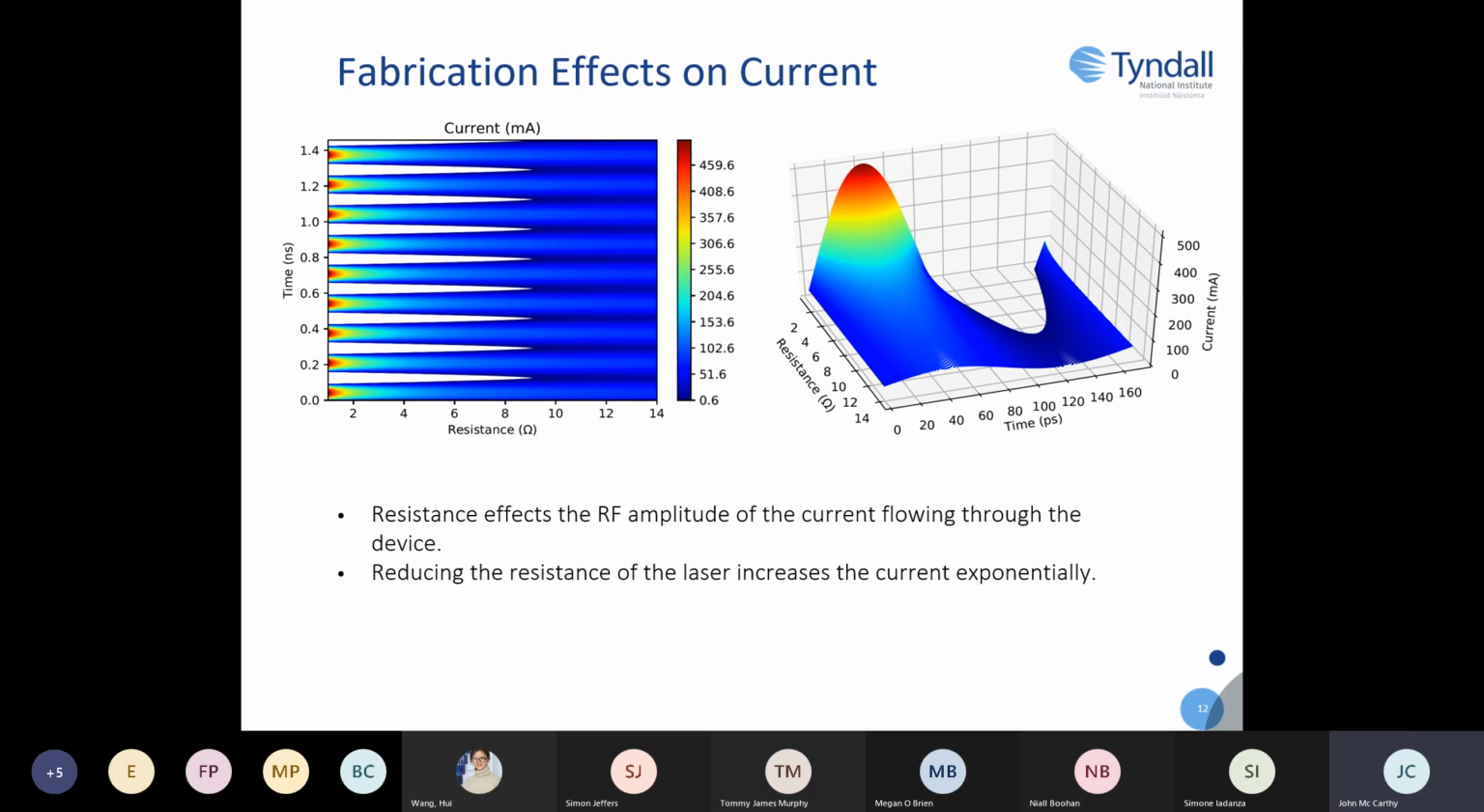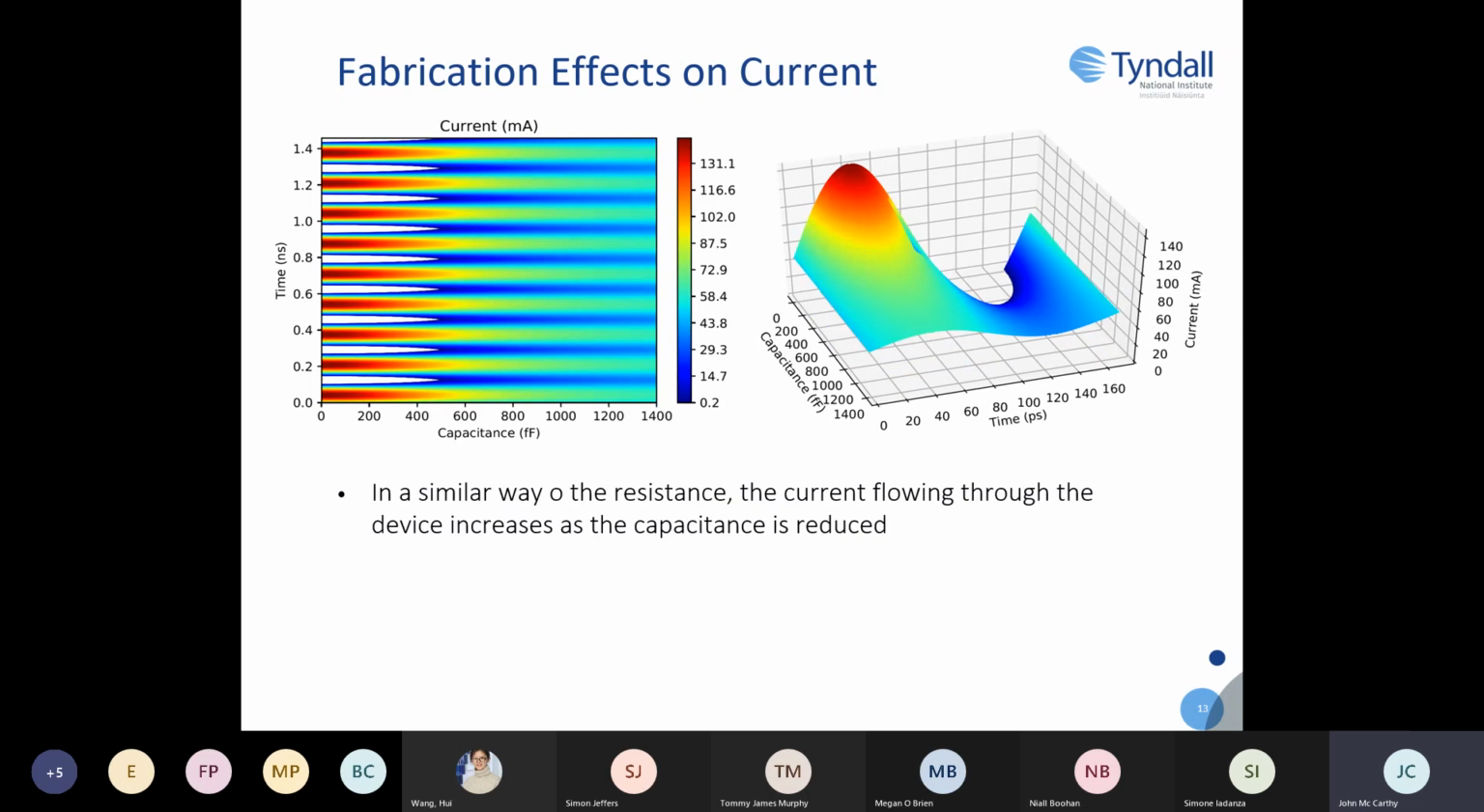So there's nothing unexpected here. The resistance affects the RF current in the sense that there's an increase in the maximum current as the resistance decreases. So I did the same thing for capacitance, and it's pretty much the same story. The amplitude of the current increases as the capacitance decreases from 1400 femtofarads to 1 femtofarad.